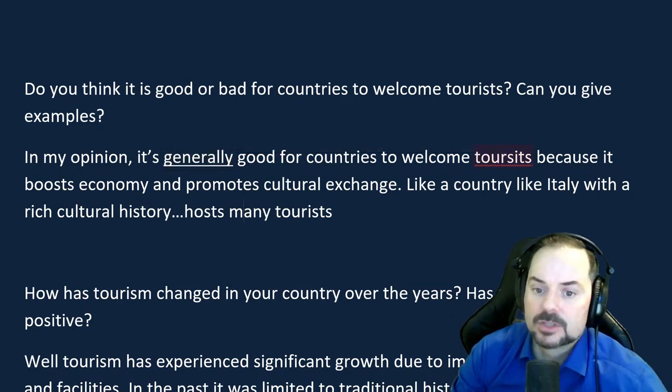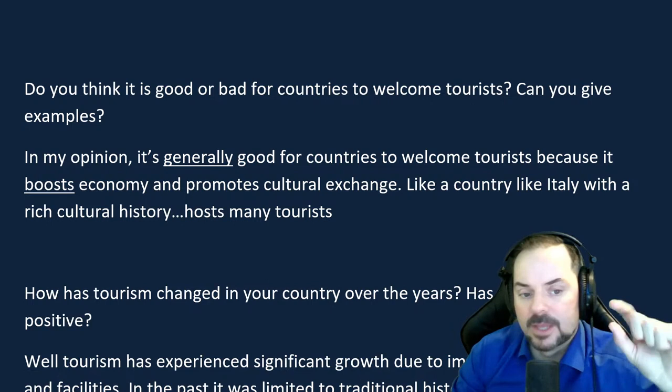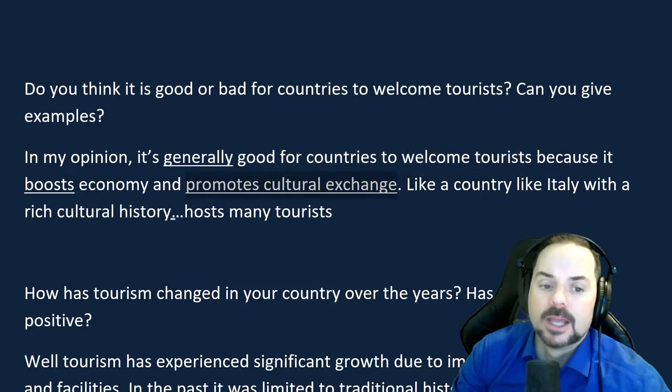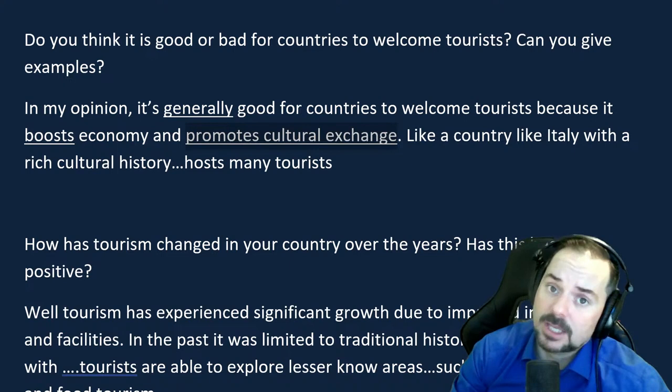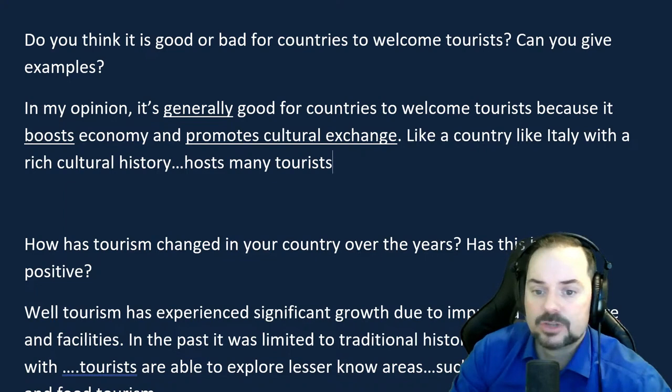So you used the question, you reflected the question. And then you made it complex. You said, because it boosts economy. So really good use of the word boosts. You said another point, and then you said, and promotes cultural exchange. Really nice use of English vocabulary. Promotes cultural exchange. And it's a very good idea as well. And then you used your own country. You said, a country like Italy, with a rich cultural history, hosts many tourists every year. And you explained it. That was very well done.